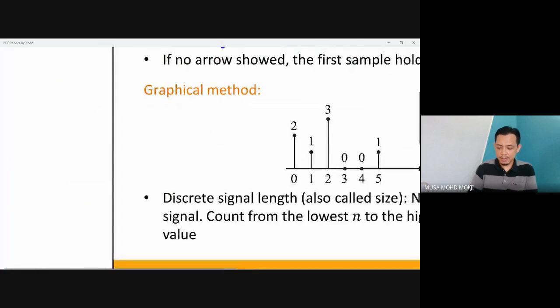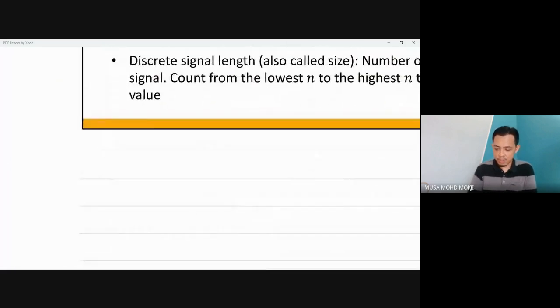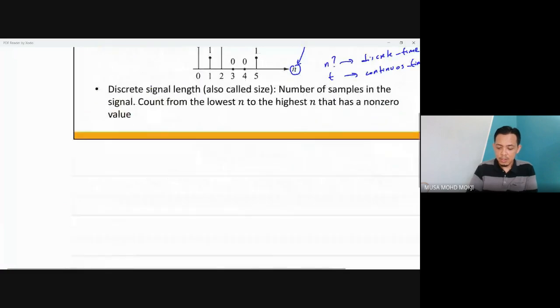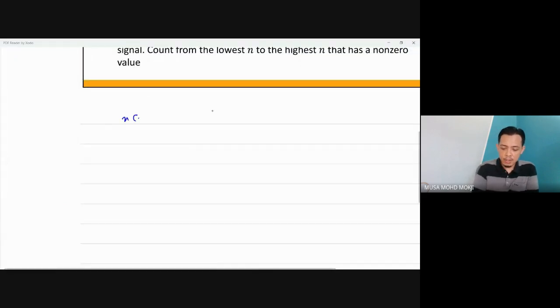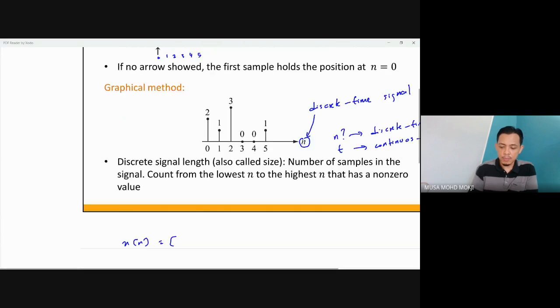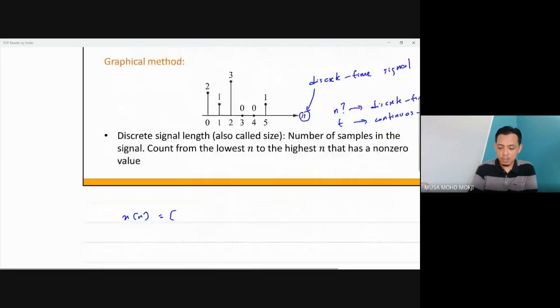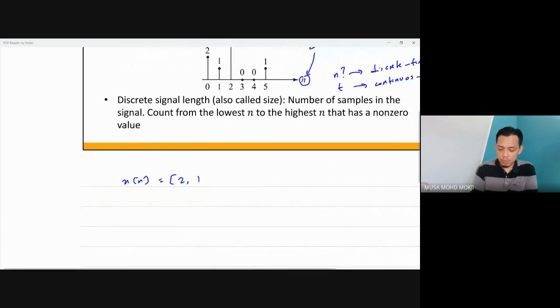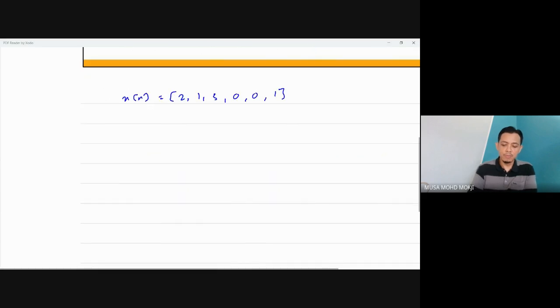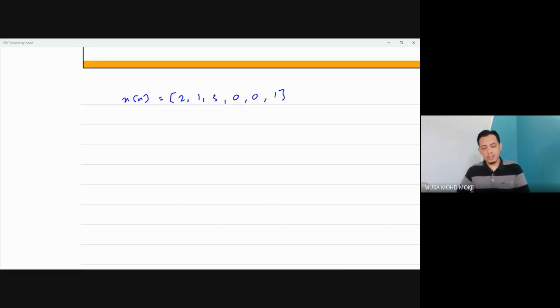So let's see another thing. Last one for today. When you do x[n] equals, let's say I'm just going to copy that one, 2, 1, 3, 0, 0, 1, and let's say this is just a small portion of a signal that you record. Maybe this is a temperature value. You have a temperature sensor, and then you record it.